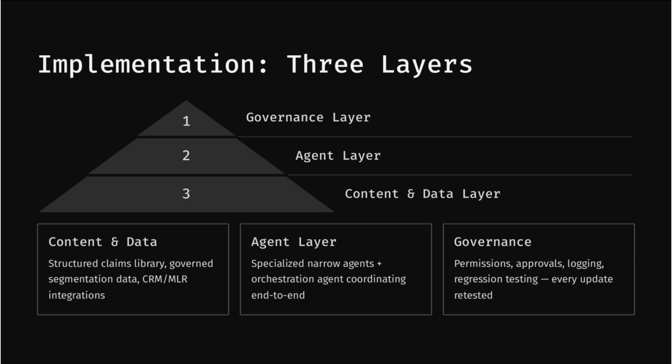In the governance layer, you define permissions, approvals, and logging: who can request content, who can approve, what sources are allowed, what happens when the agent is uncertain, how do you handle updates to labeling or safety information, and how do you test agents before deployment.